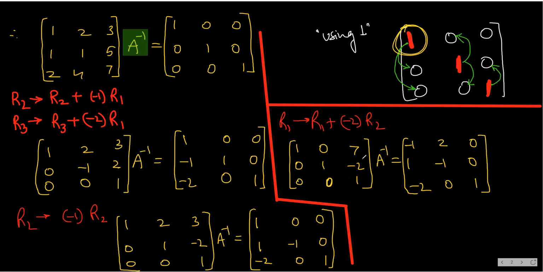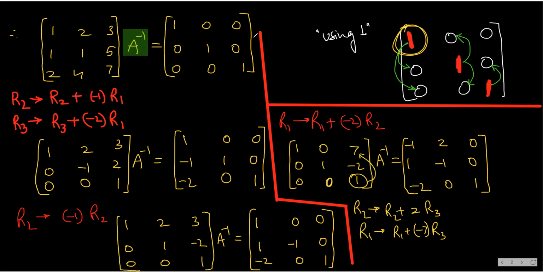See, how do I get 0? To get 0 here, I'll have to add plus 2. Okay. So see what I write. I write R2 changes to R2 plus 2 times R3. I multiply 2 here and it will become plus 2. Okay. And see, to get 0 here, I will add minus 7. So see, I write here R1 changes to R1 plus minus 7 R3. Okay, I'll multiply minus 7 here and then it will become 0.